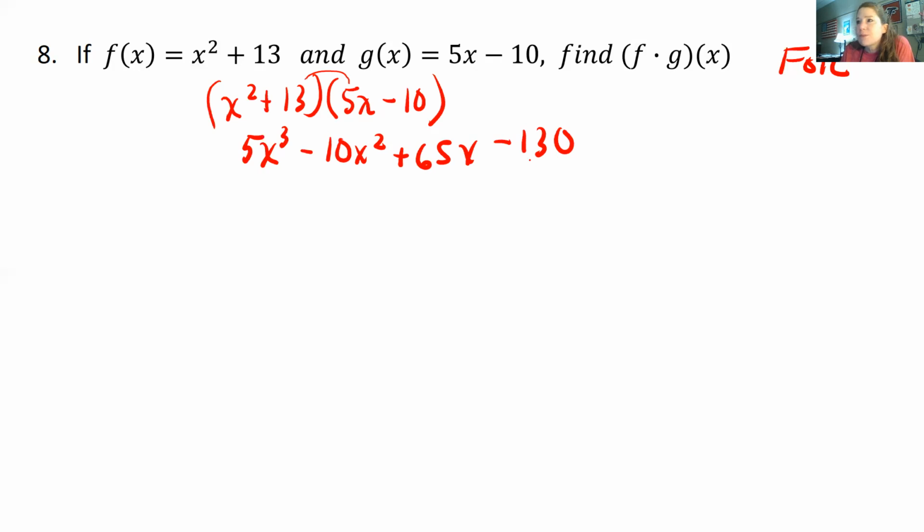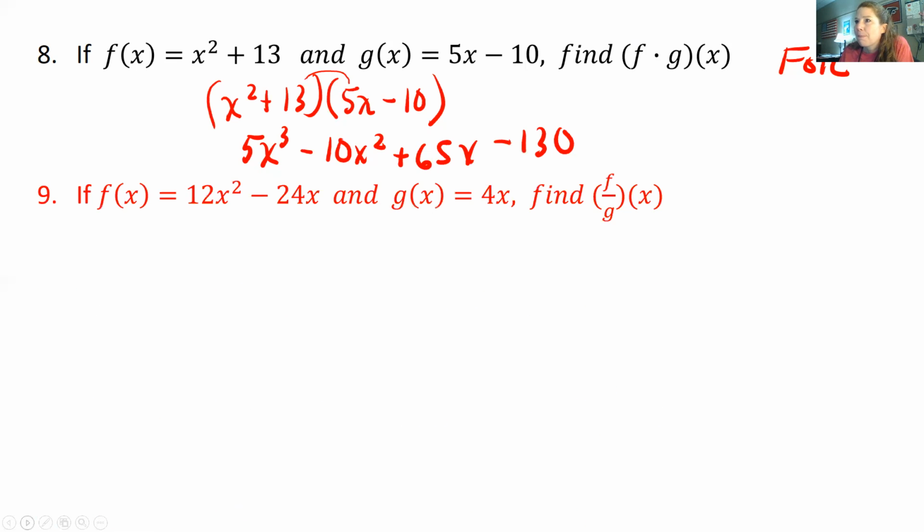Do we have any like terms? No, we do not, so that is our final answer. 5x to the third minus 10x squared plus 65x minus 130. Oh, and it doesn't give us a number to substitute, so we're done. All right, so now it says if f of x is 12x squared minus 24x and g of x is 4x. Now we're going to find f divided by g.